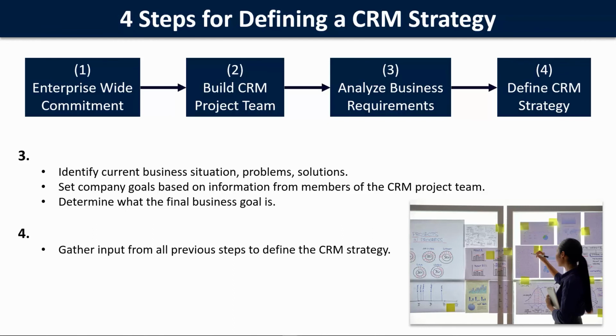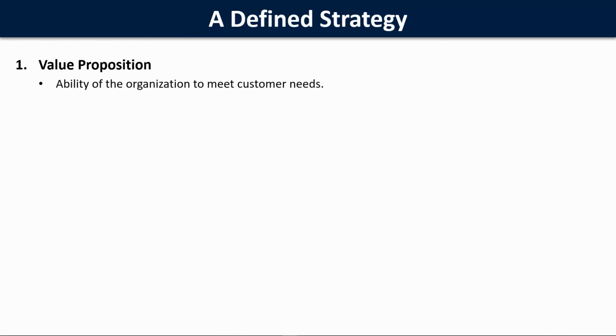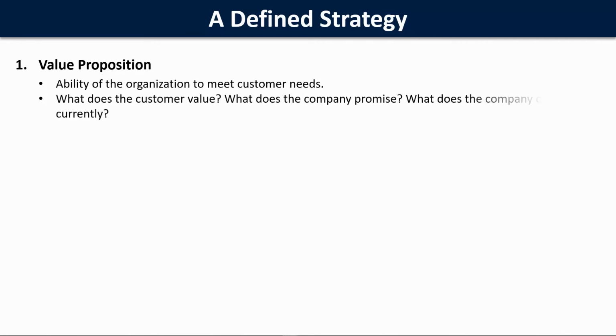So a defined strategy is going to have multiple components. The first is going to be a value proposition. You can think about this as being the ability of the organization to meet customer needs. So what is it that the customers value exactly? What does the company promise? And then what does the company currently deliver? What are the offers that the company makes toward that promise?